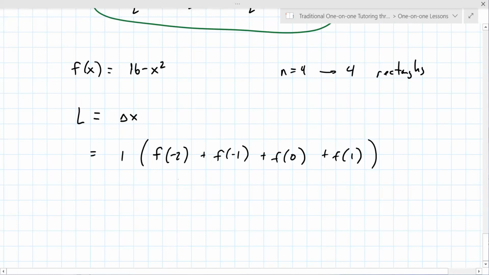Okay, so now we got to find each of these. So you gotta square the number and subtract it from 16. Square the number and subtract it from 16. So you get 30 and then 28, so you get 58, it looks like.